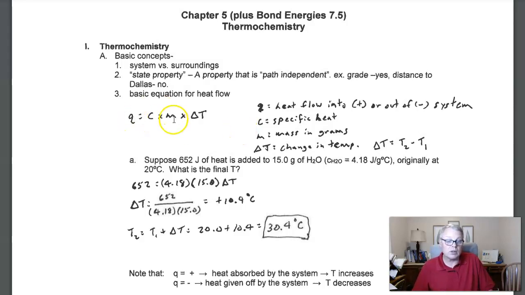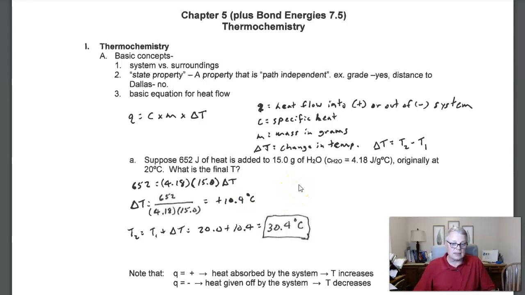Okay, well, we got one equation here, so I guess that's the one we're going to use. So I got Q is equal to C times m times delta T. So we added 652 joules of heat, so that's positive here, positive 652, times, here's the specific heat of water, times 15.0, that's my grams, times delta T. So we just solve for delta T. So to solve for delta T, we divide both sides by 4.18 times 15. So we run through the calculator and you get positive 10.4 degrees Celsius.